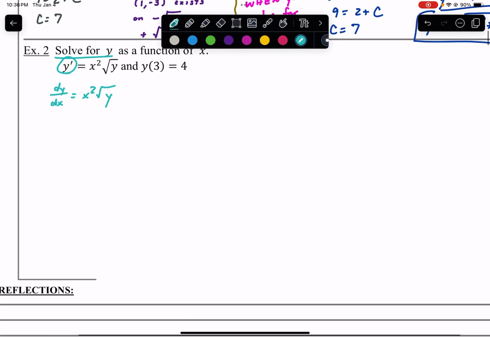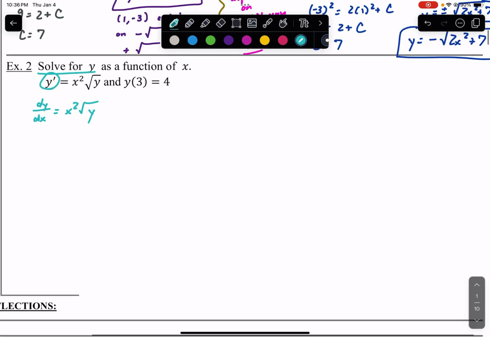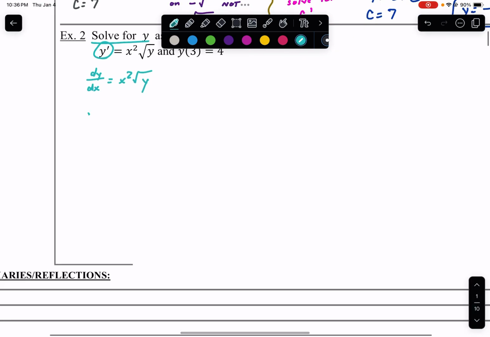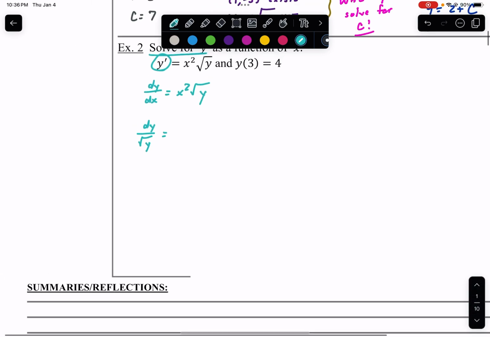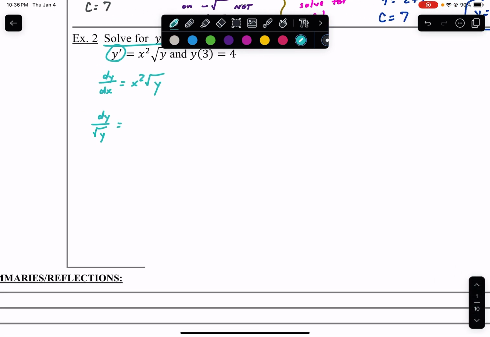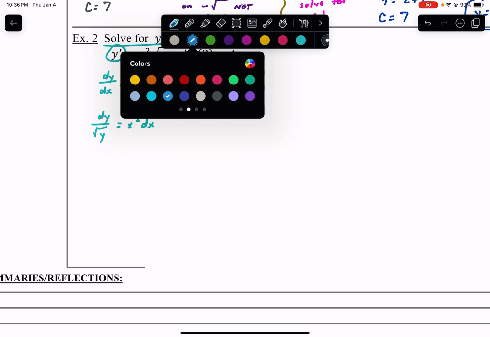So let's separate our variables accurately. I'm going to have to divide by root y. Remember, the dy cannot be in the numerator, and then in the denominator. And the dx also has to be in the numerator. So we'll have to say x squared dx. I just can't have a dx or a dy in the denominator, right?